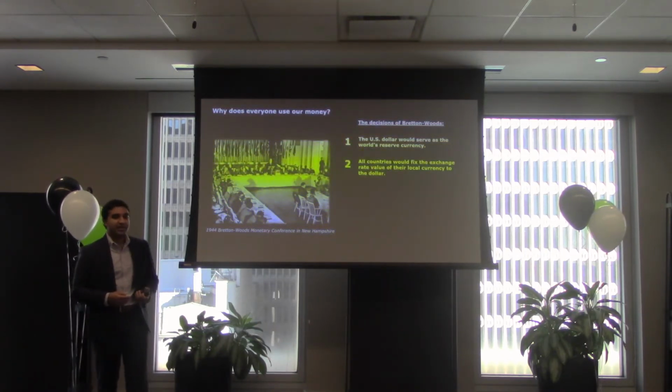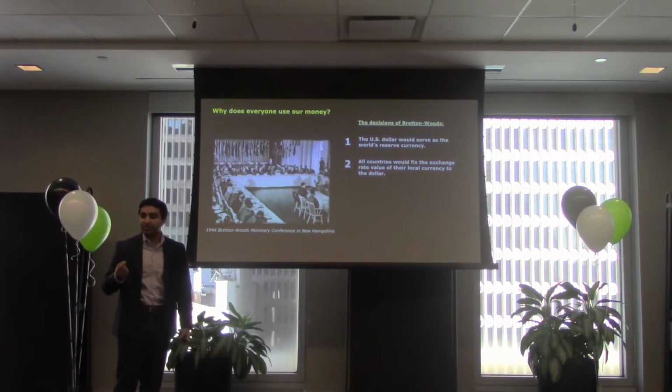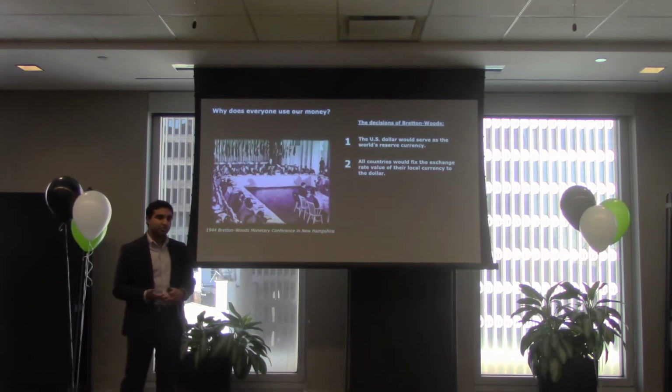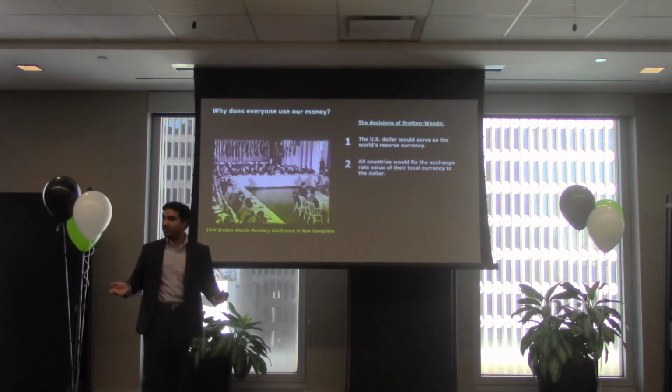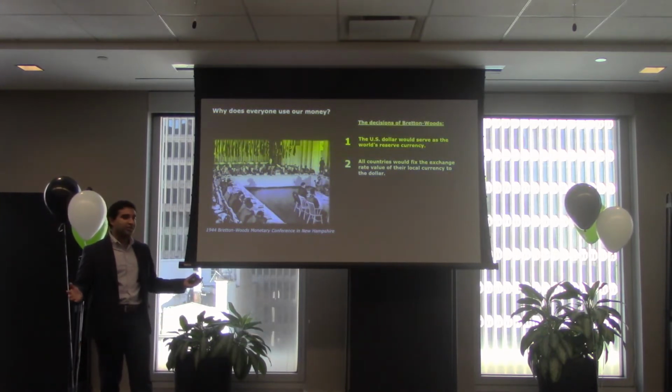The second agreement they made is that all countries would fix their local currency. They would fix the exchange rate of that currency to the US dollar. So how much a Swiss franc was worth, how much a yen was worth, was all dependent on what a US dollar was worth.